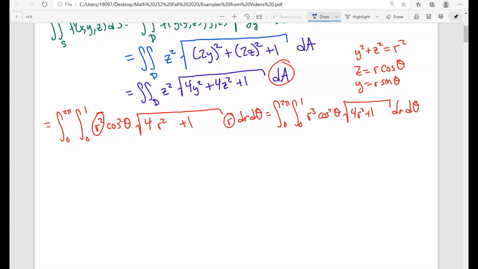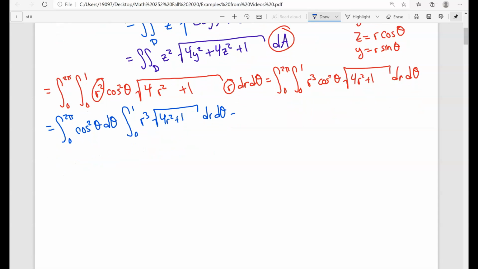But let's first split it up, because you can see that I can separate the cosines and the r, so I can multiply using a double integral property. I can just put my theta integral over here, cosine squared theta. And then I can just do my r integral, 0 to 1, r cubed square root of 4r squared plus 1 dr d theta. Okay, so before I start working with the r, let's work with the cosine first. I'm going to leave this one, which is a little more complex, there for a second. But we can do the cosine. The cosine's a little easy.